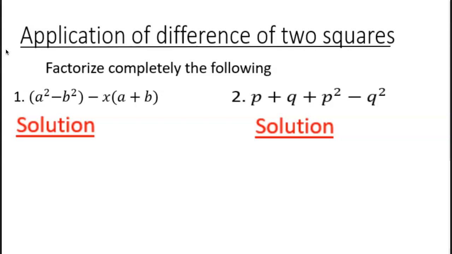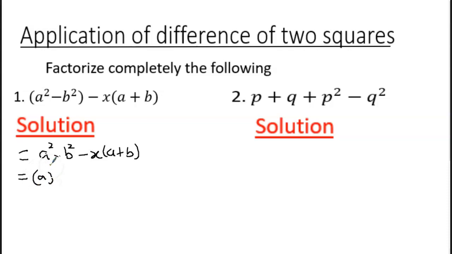Factorize the following. 1: a squared minus b squared minus x bracket of a plus b. Now, we said that when you look at the first two terms, a squared minus b squared, a squared is a perfect square, b squared is also a perfect square. So which is difference of two squares? A squared minus b squared minus x bracket. Let's apply difference of two squares here.